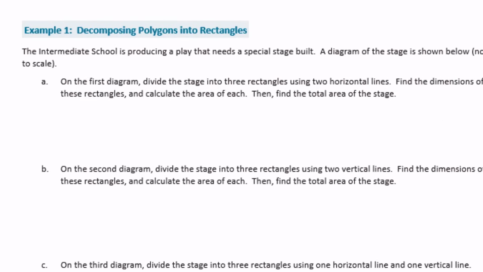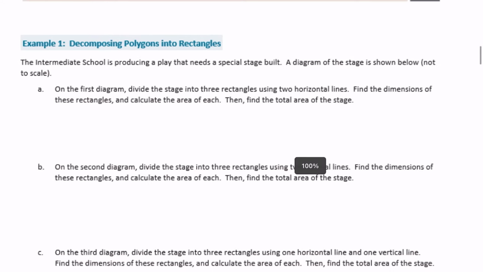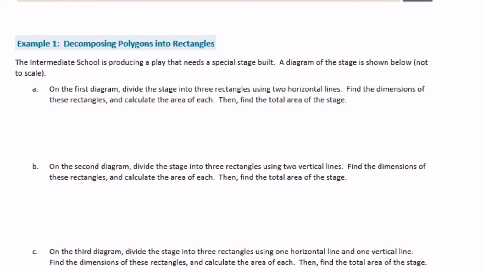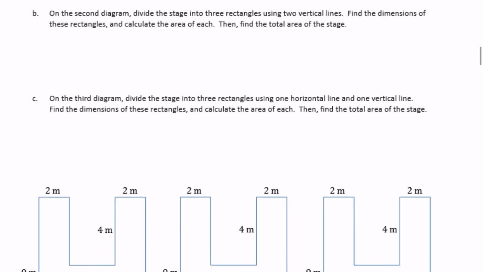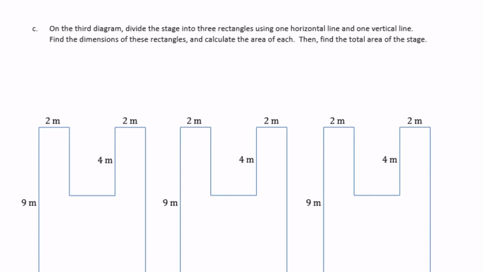Example 1. The intermediate school is producing a play that needs a special stage built. A diagram of the stage is shown below, not to scale. So they've done it 3 different times.